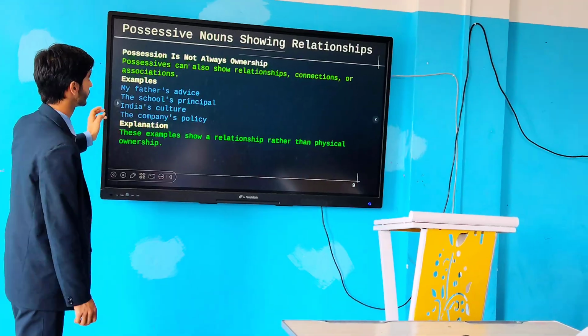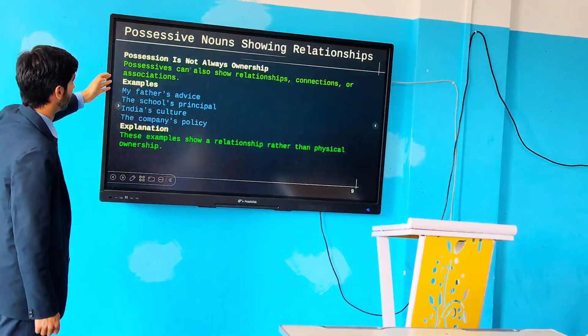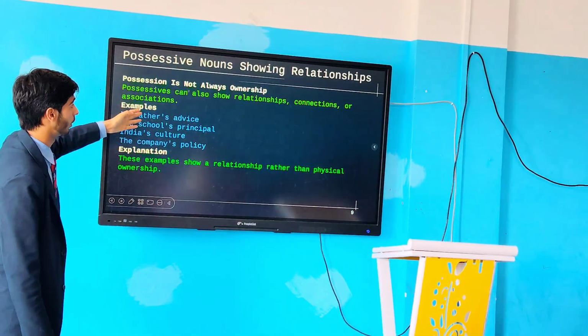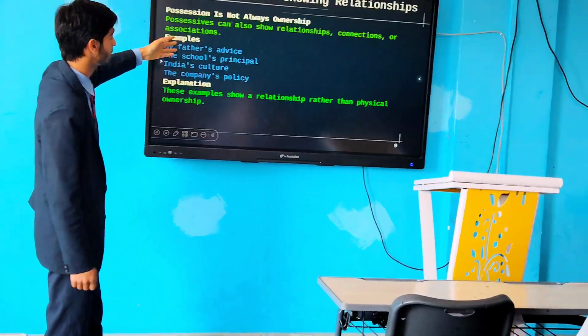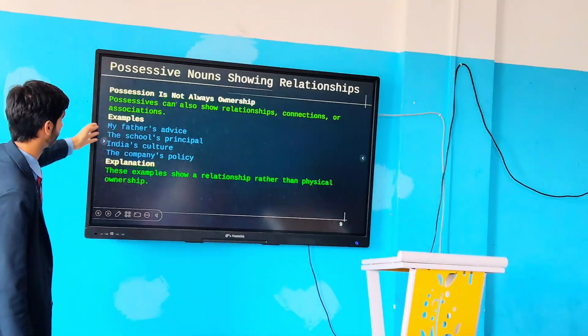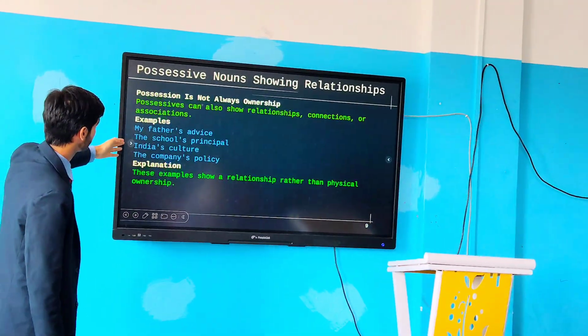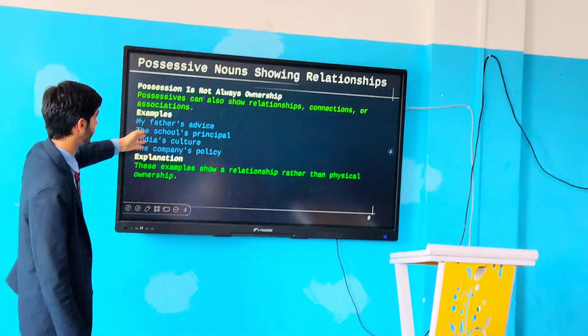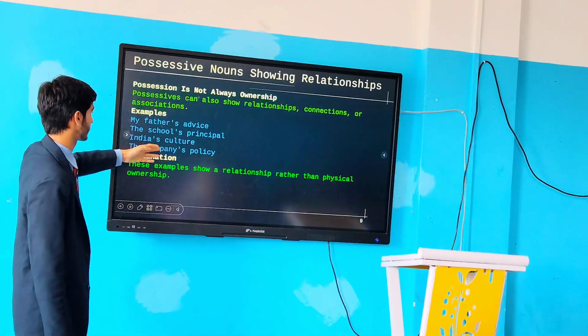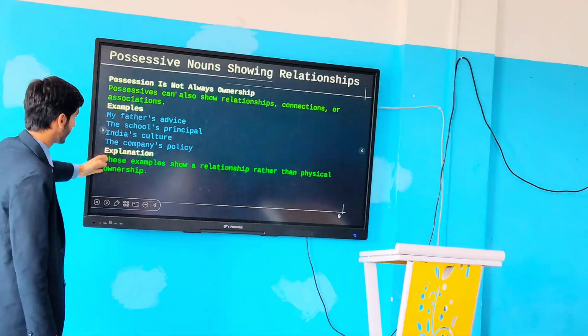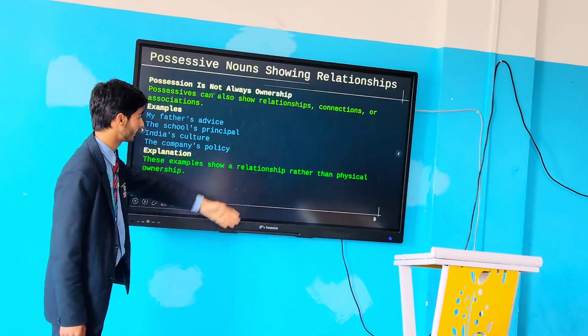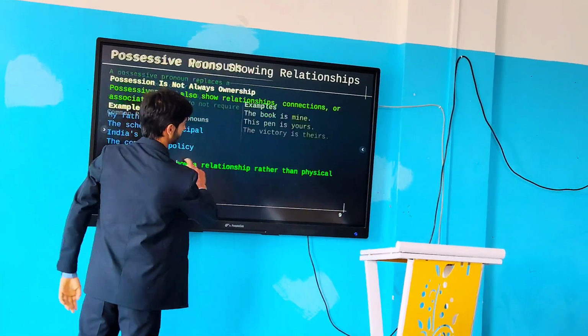Now after that, possessive nouns showing relationship. Possession is not only ownership. Possession can also show relationship, connection, or association. Examples are my father's advice, the school's principal, India's culture, and the company's policies. Now, these examples show a relationship rather than physical ownership.